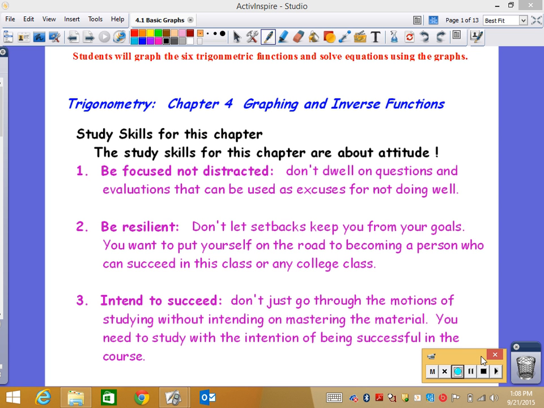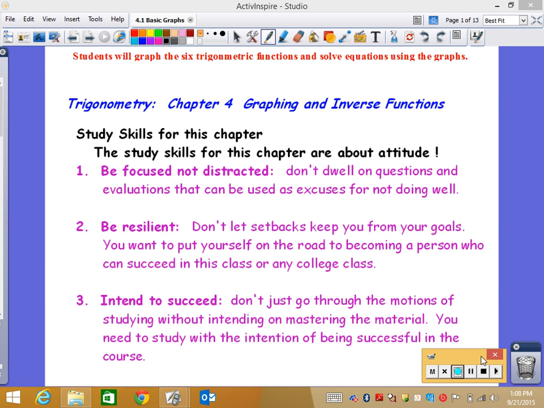Alright, we're talking about 4.1 today, which is graphing and inverse functions. Just a heads up about this chapter, this is perhaps one of the most difficult chapters for students to really grasp right away. So a couple of things: we're going to need to be focused and not distracted. If you're going to do some questions, you've got to focus on them. You've got to be resilient.